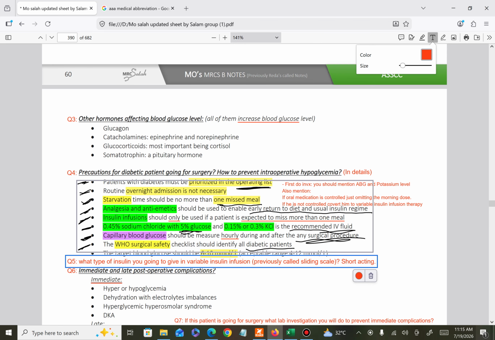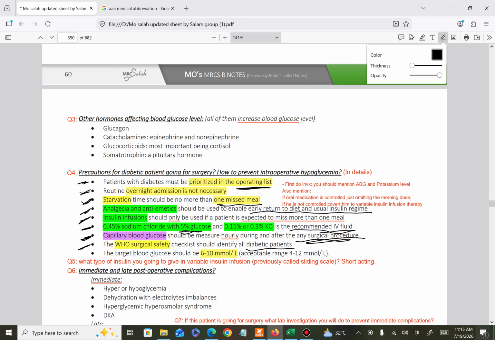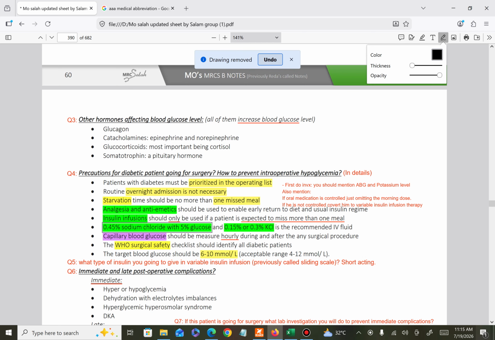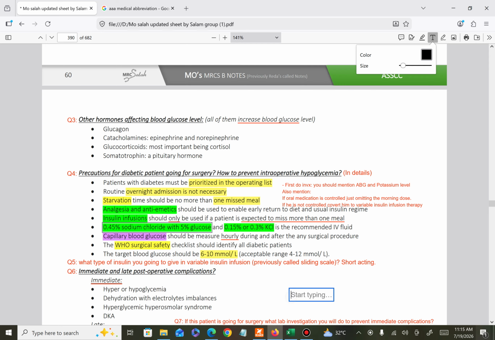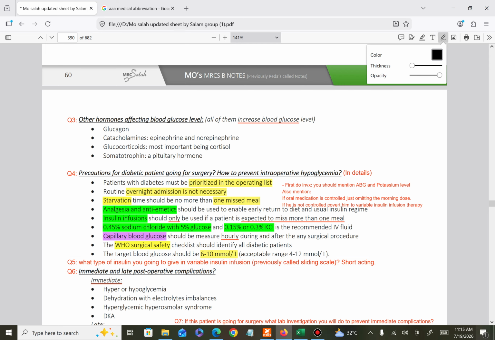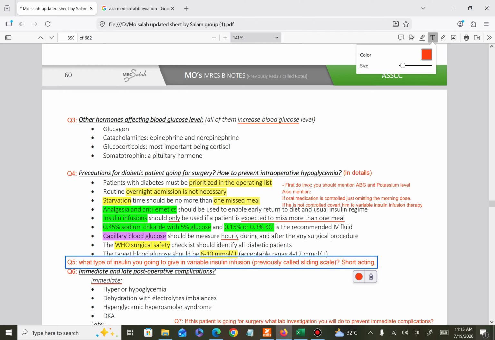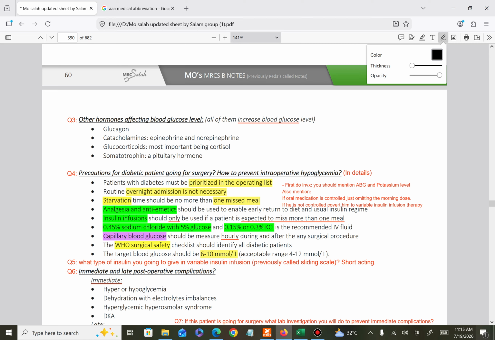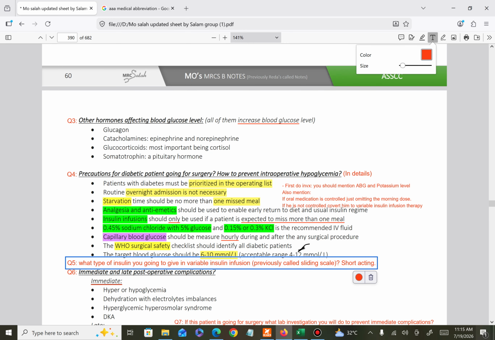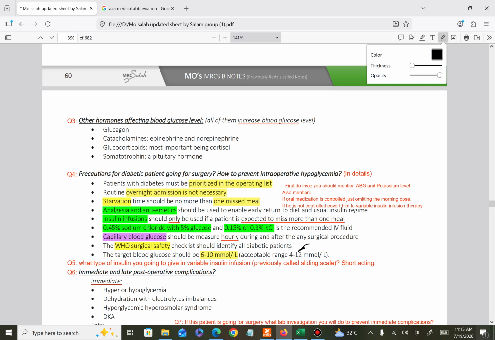Okay, the target blood glucose should be 6 to 10 millimole per liter. Acceptable range is 4 to 12 millimole per liter. Okay, so those are the precautions for the diabetic patient going for surgery.